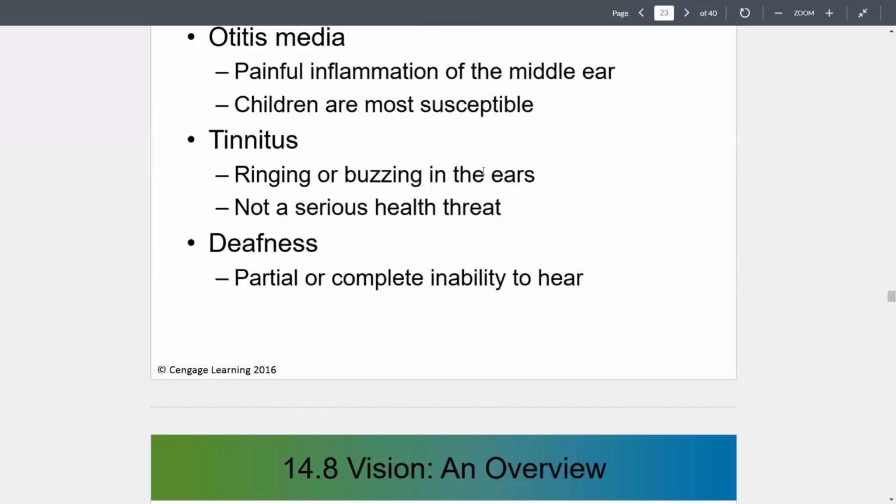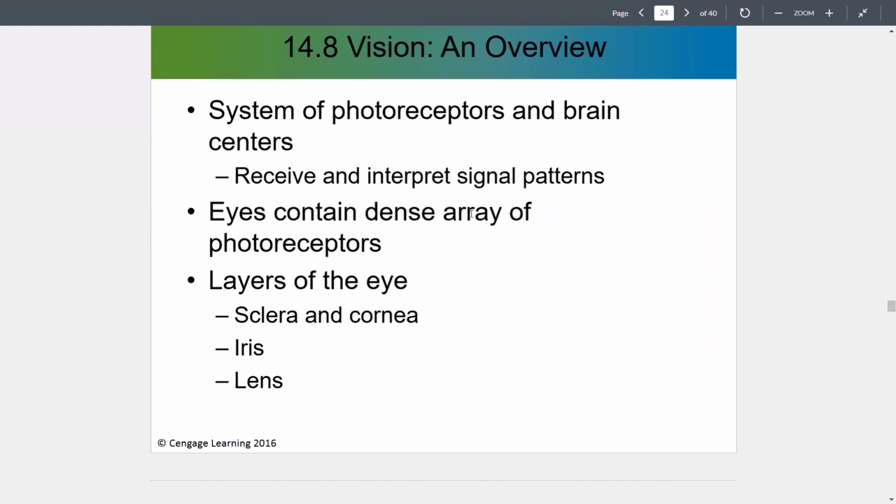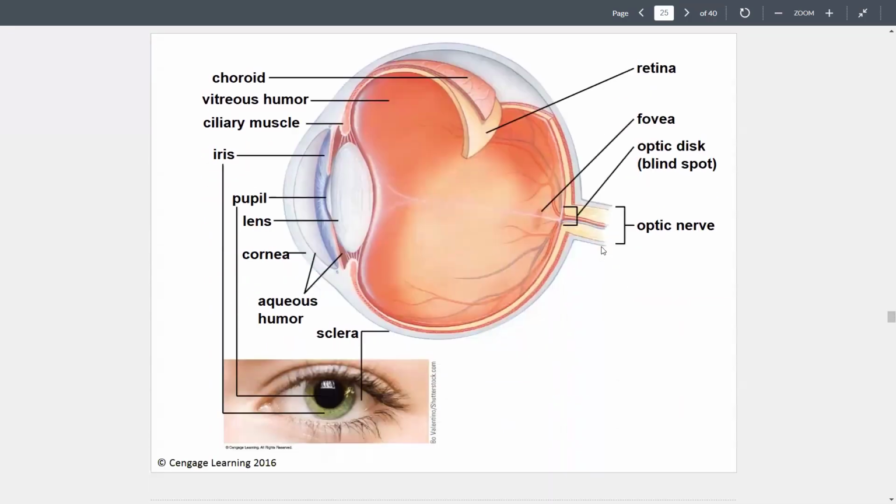Tinnitus is when you have that ringing in the ear, and it's usually not a big deal, but it's super annoying. It can drive you nuts. Deafness is inability to hear. A lot can go wrong to cause that. Okay, so now let's move on to vision. Vision uses photoreceptors, and there's lots going on in the eye, lots of different layers and structures. So let's look at that.